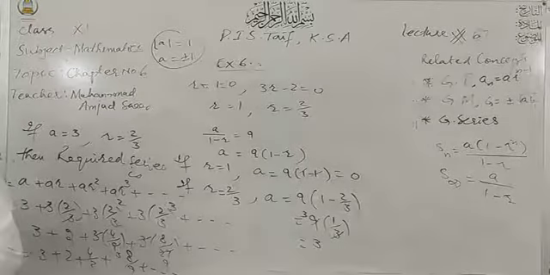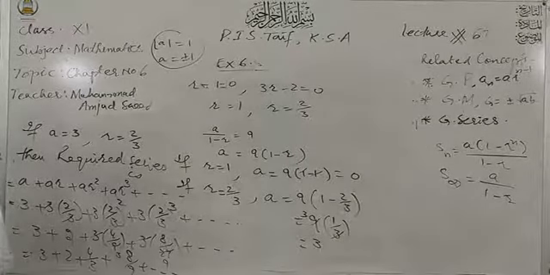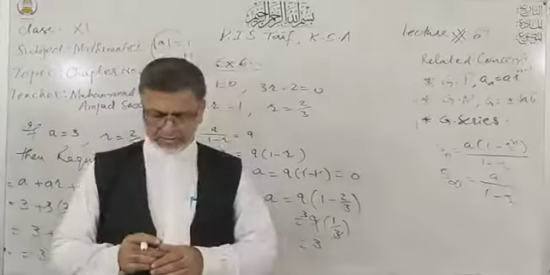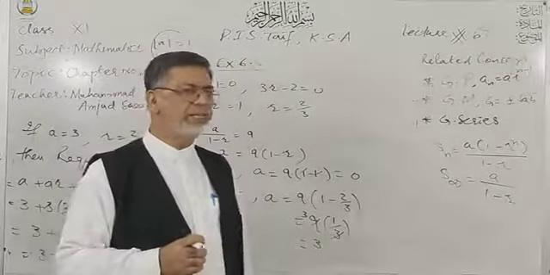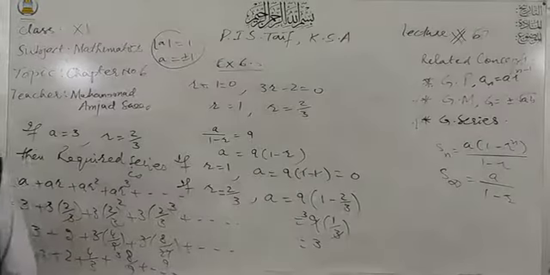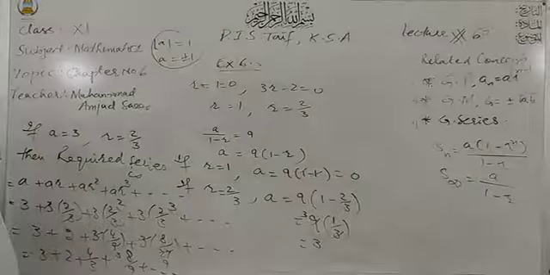I hope that you understood this question. After that, we have exercise 6.9. Basically, these are the word problems on geometric progression, and in your syllabus, questions number 2, 3, 4 are given.